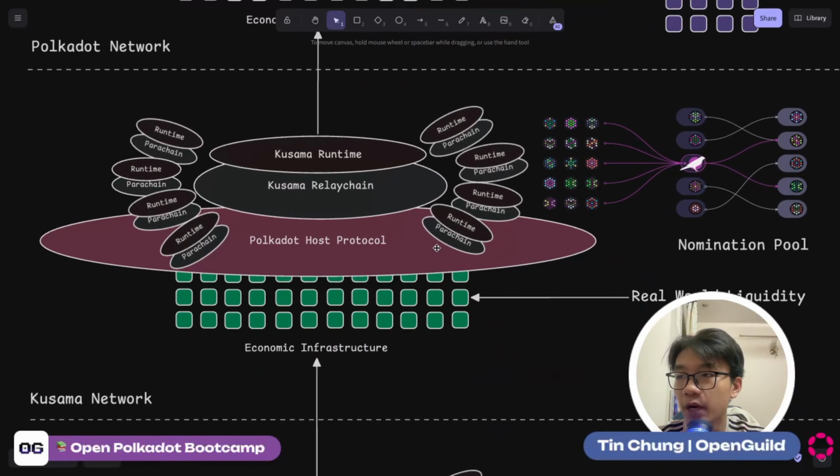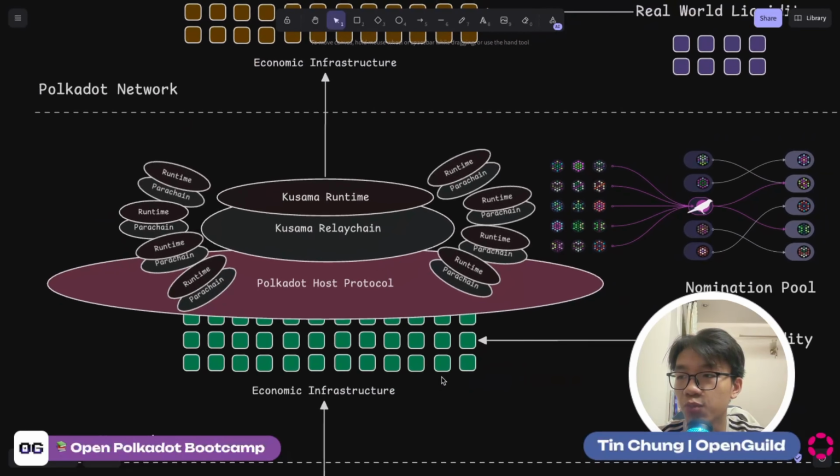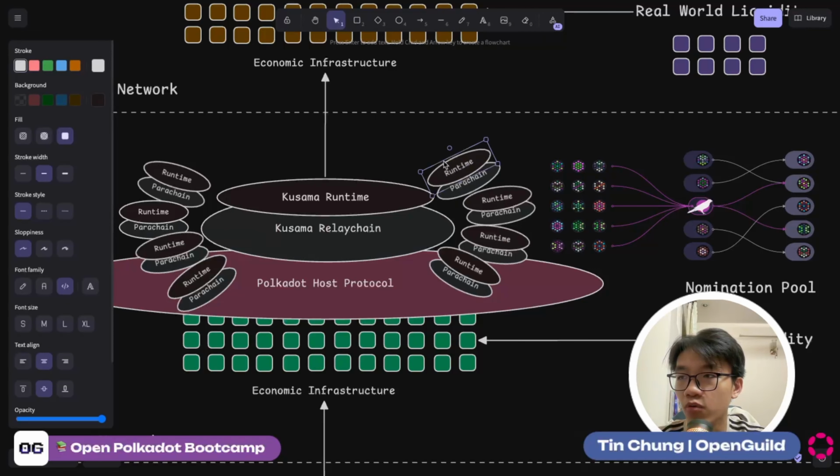Then we have Kusama. Kusama is similar to Polkadot. We also have the Polkadot host protocol as the deepest level of the whole ecosystem. But then we have the Kusama relay chain sitting on top of the Polkadot host protocol. The Kusama relay chain also has its own Kusama runtime. Parachains connect to the Kusama relay chain, and each parachain also has its own runtime.